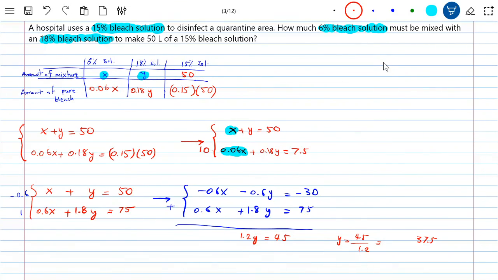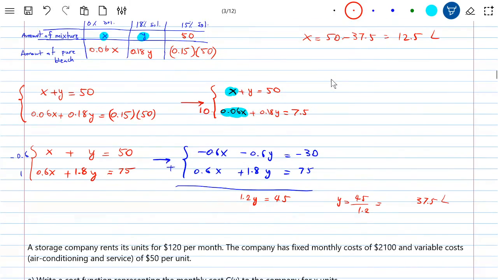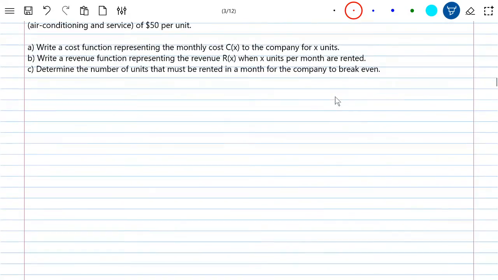So I have the amount of y, 37.5. What is x? x and y together should end up to 50, so 50 minus 37.5 is 12.5. So x is 12.5 liters and y is 37.5 liters. And I answered the question. That's how much of each mixture you need to get a 15% bleach solution. It's just the setup that is important. Here's another example.